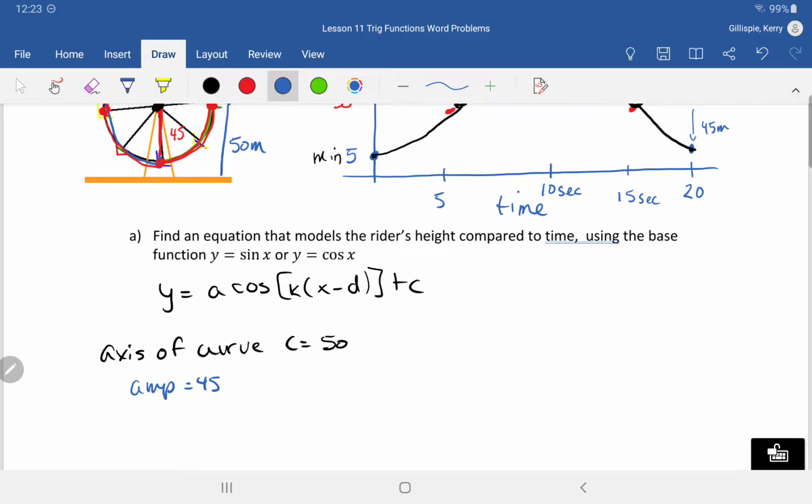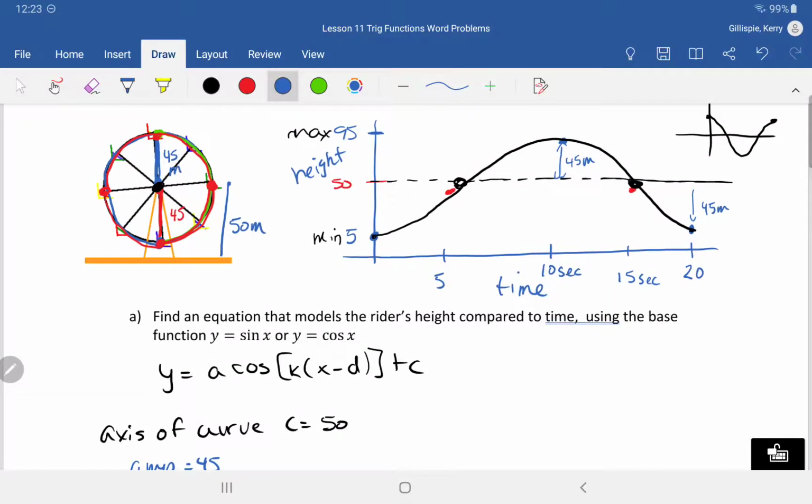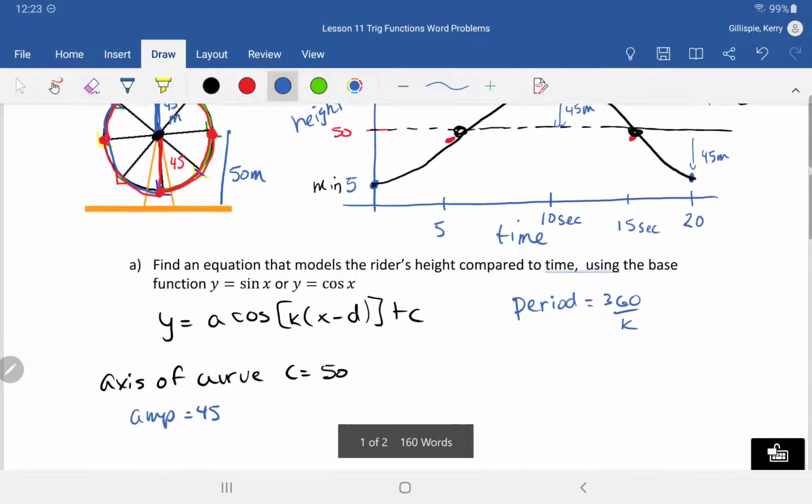All right. What else do we need? We need the K value. K is calculated from the period. Period equals 360 divided by K.